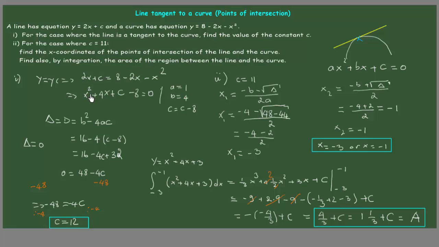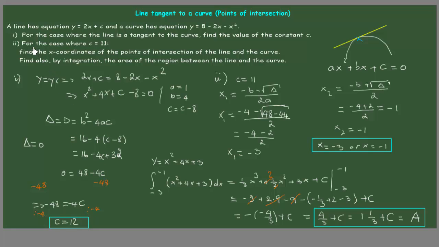So we worked out the two equations, y equals y, and have this equation x squared plus 4x plus c minus 8 equals 0. Because our equation was in the form of a regular quadratic equation with a, b, and c, we use the discriminant, which is supposed to be equal to 0, to solve this equation and have the value of c equal to 12.